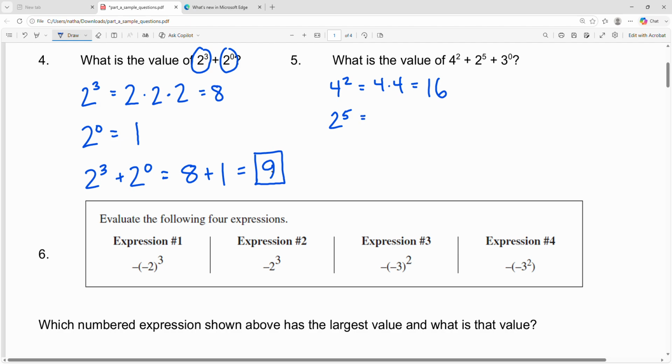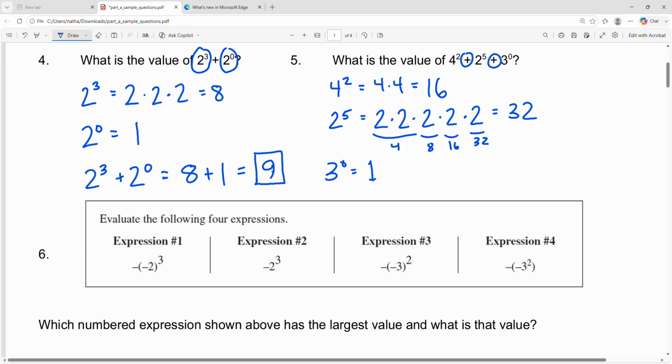But for now, if you're not sure what 2 to the power of 5 is, we can just expand it. How many times do we multiply 2? 5 times. 1, 2, 3, 4, 5. 2 times 2 is 4. Times 2 is 8. Times 2 is 16. Times 2 gets us to 32. So 32. And we already know 3 to the power of 0 is 1. We're adding, so we're just going to add those all up.